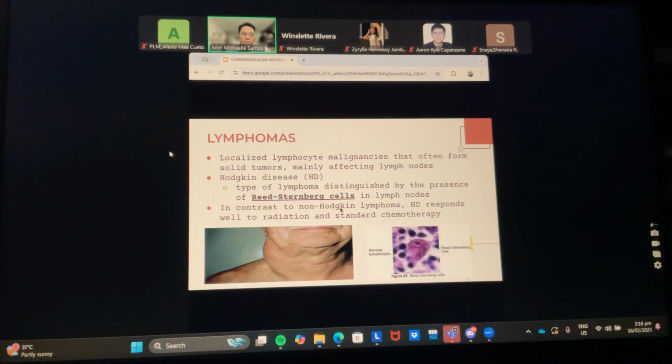Or owl. So in contrast with the non-Hodgkin type, the Hodgkin lymphoma responds well to radiation and chemotherapy. Okay, so kapag hindi ka naman nakakita ng Reed-Sternberg cell, ibig sabihin, that can be a type of the non-Hodgkin type of lymphoma, which is mas mahirap gamutin kasi nga hindi sila responsive to radiation and chemotherapy. Usually, ang ginagawa dyan is surgical removal.